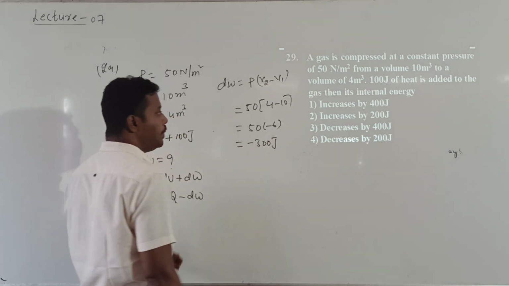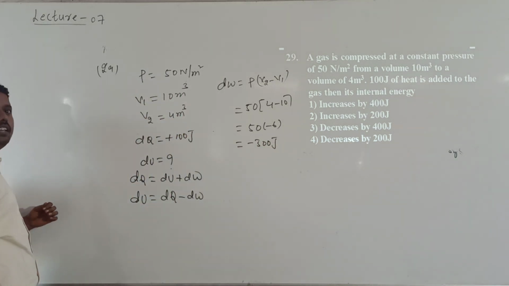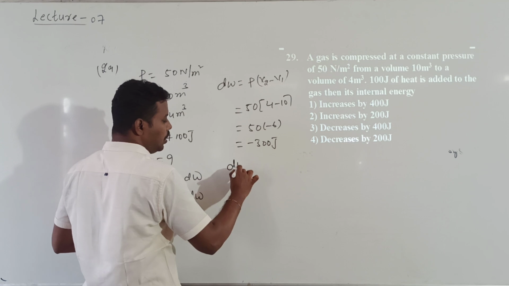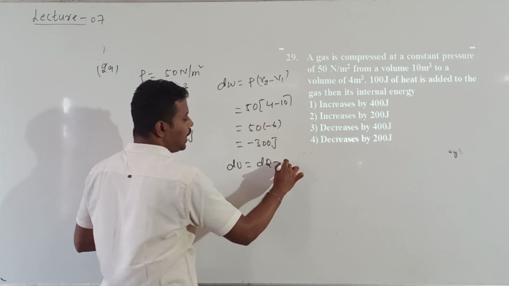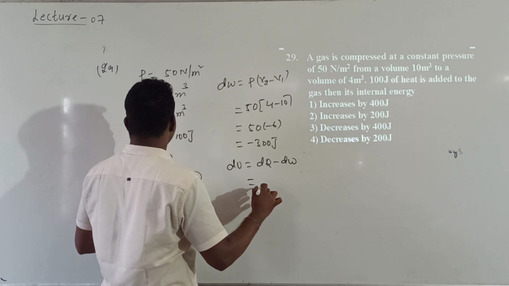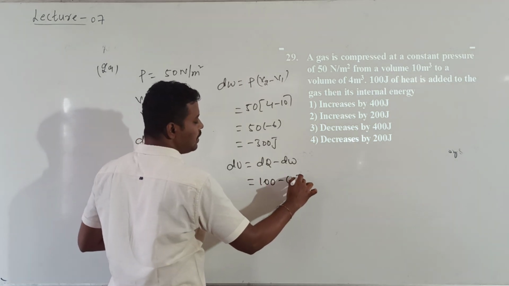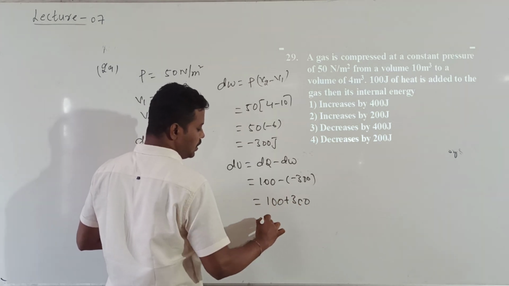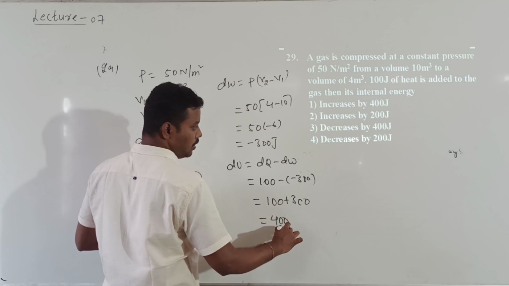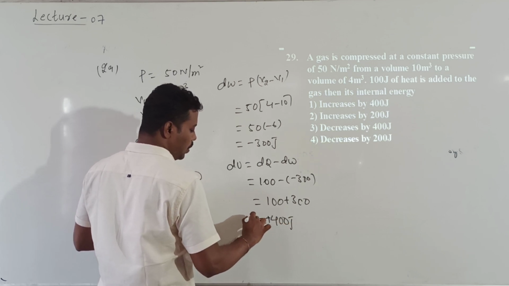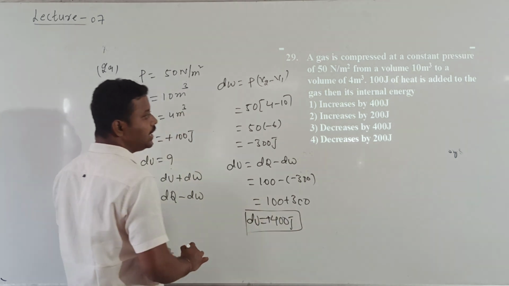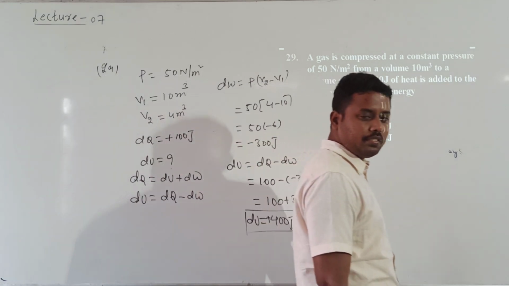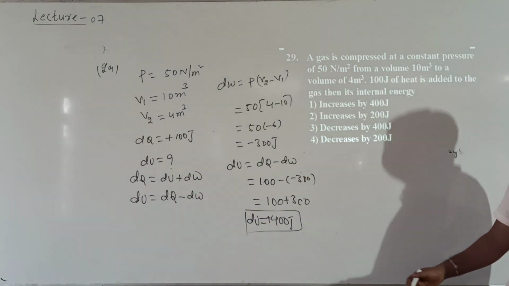Work done value is minus 300 joules. Why minus? Because work is done on the system. So then what happened to dU now? dU is equal to dQ minus dW. So dQ value is also 100 minus of minus 300. So what answer will I get? 100 plus 300, which is 400 joules. Plus or minus? Plus. What does it mean? When dU value is positive, internal energy increases. So internal energy increases by 400 joules. Correct? So the option is the first one.